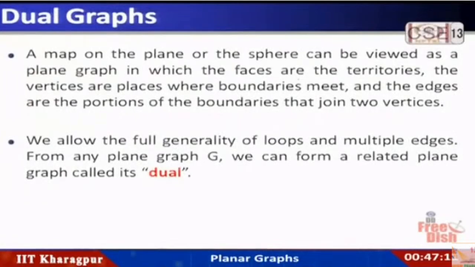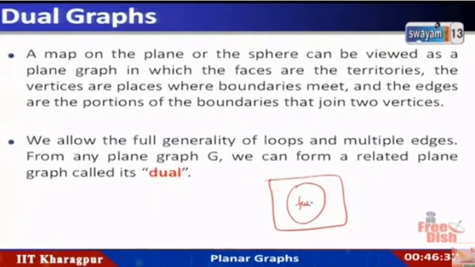Dual graphs. A map on a plane or a sphere can be viewed as a plane graph in which the faces are the territories, the vertices are the places where the boundaries meet, and the edges are the portions of the boundary that join two vertices. Let us see that this is the map. We can draw a map on a plane or a sphere. These are called faces. Each defines the territory of a particular region.